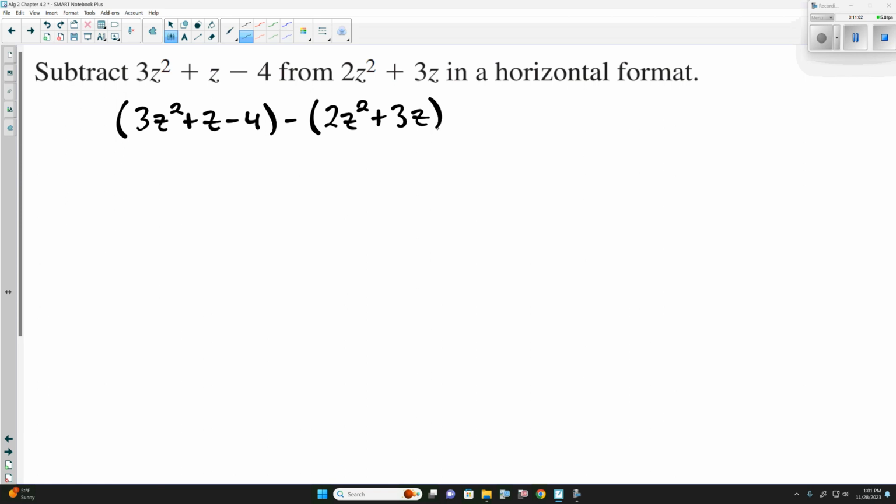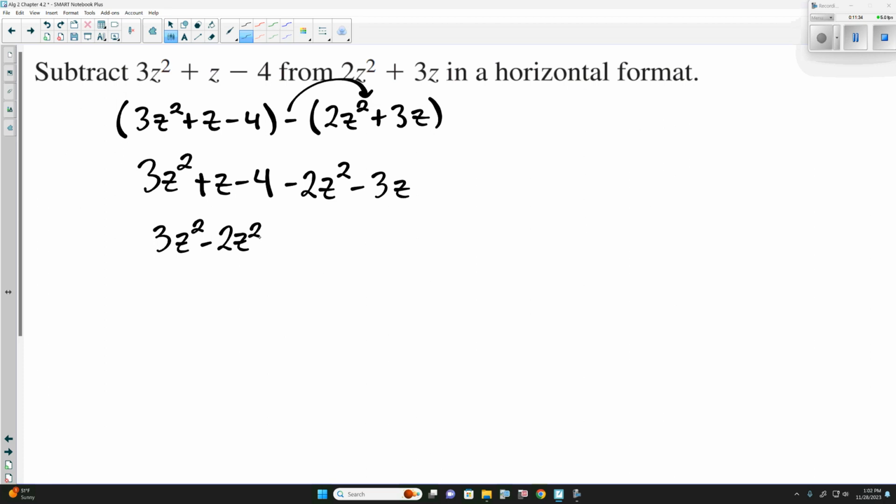Now the first set of parentheses, because there's not a sign in front of it, we can just drop the parentheses, telling us that we have 3z squared plus z minus 4. Now because the second set of parentheses has the minus in front of it, we're going to have to distribute the negative through, giving us negative 2z squared minus 3z. Now we can put the like terms next to each other. 3z squared and our negative 2z squared. Z plus z minus 3z. 4 doesn't have a like term, so it's just minus 4.